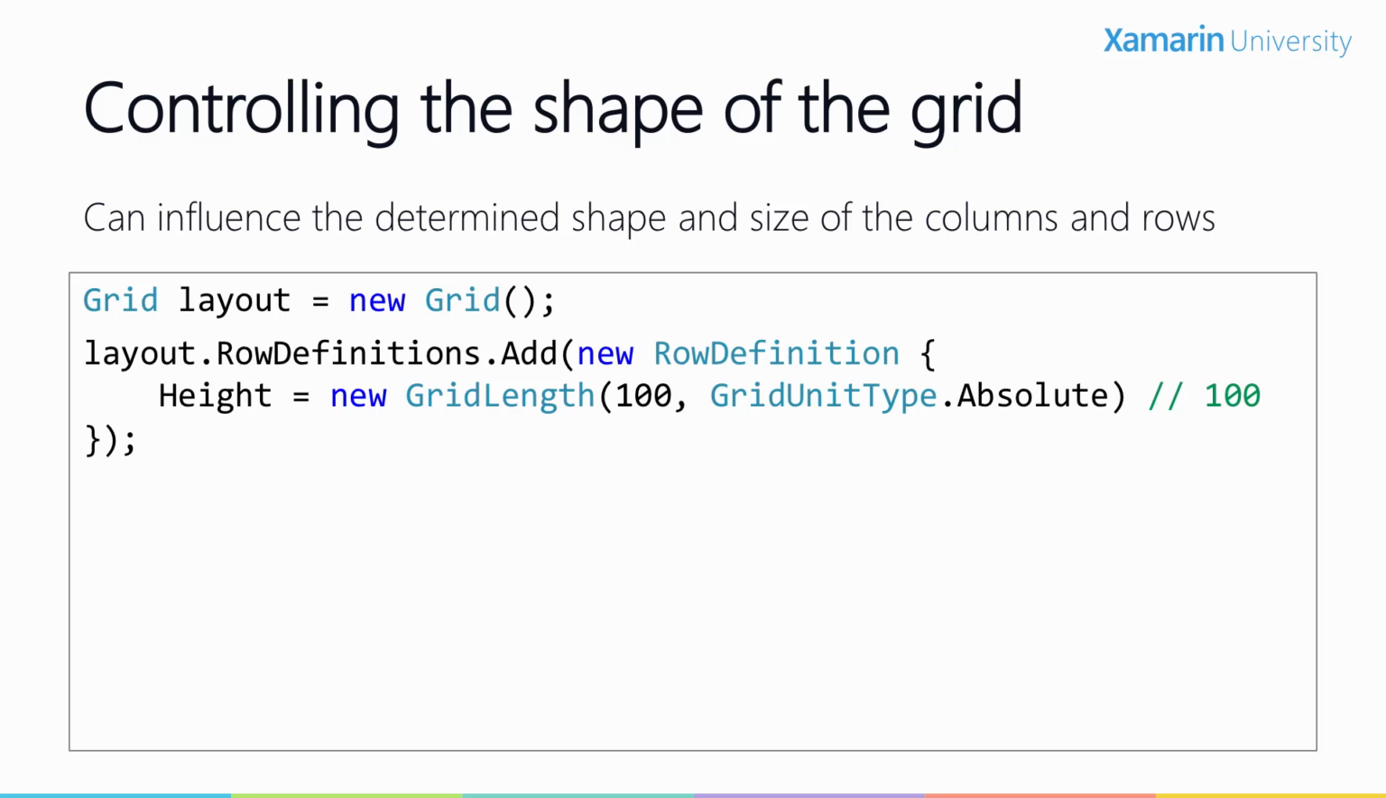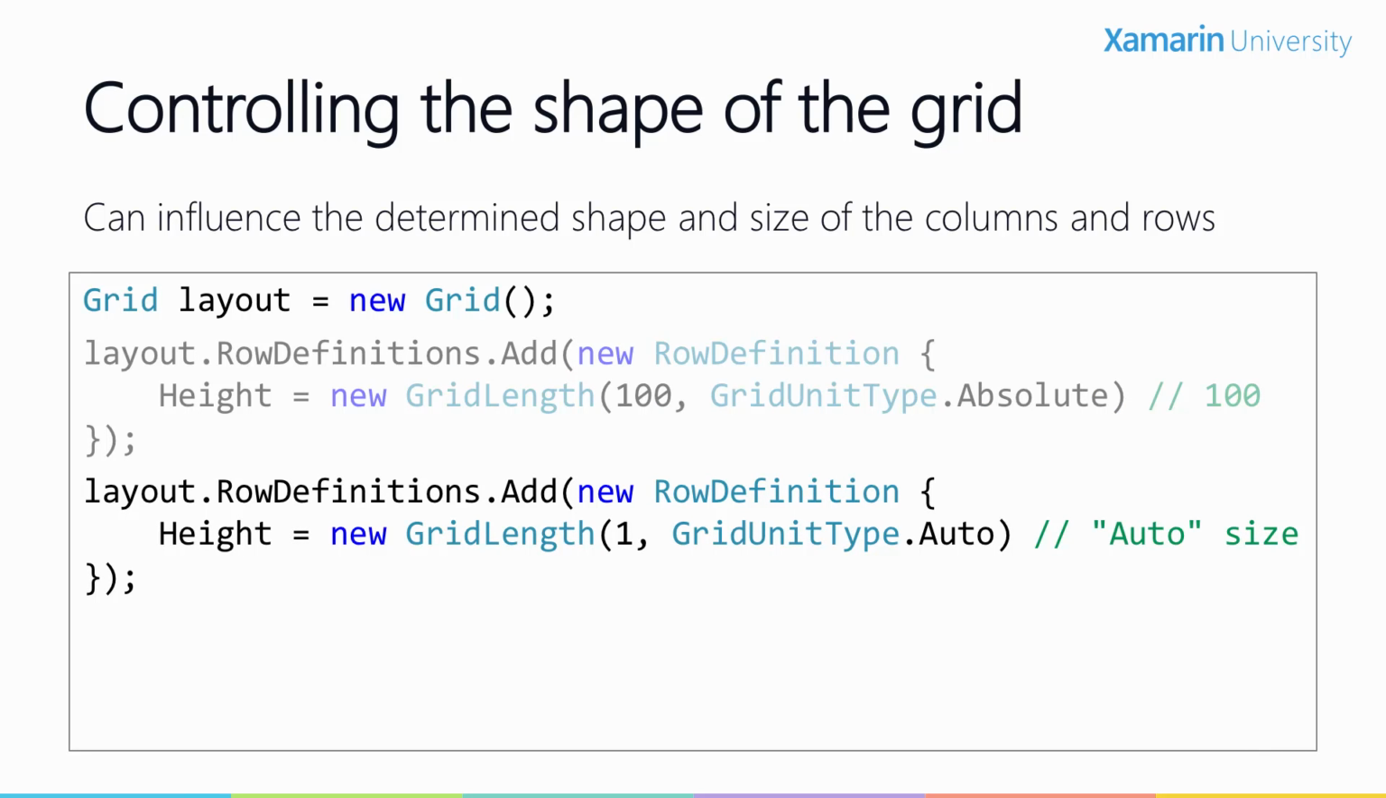Let's have a look at another example. Here we are creating another row, and we have a value of 1, and the grid unit type is now set to auto. Setting auto means that the grid is going to scan all the child elements in that row, and it's going to select the largest one, and then it will make the row exactly the correct size, so that it's going to fit all of the views. And what about the numeric value here? Well, in this case, when you use GridUnitType.Auto, the numeric value will simply be ignored, and we should set it to 1.